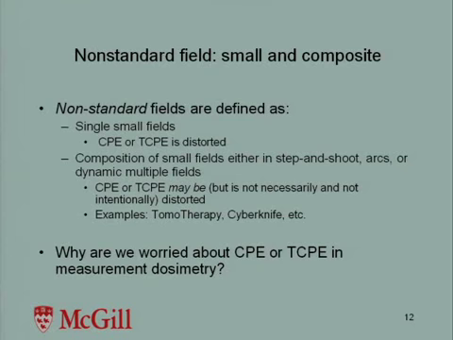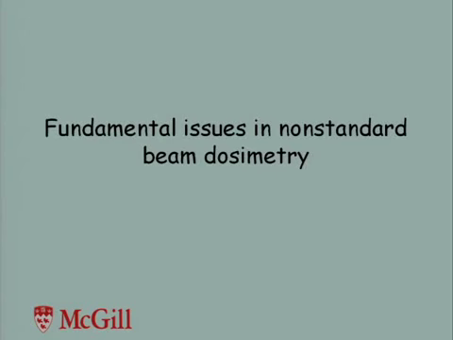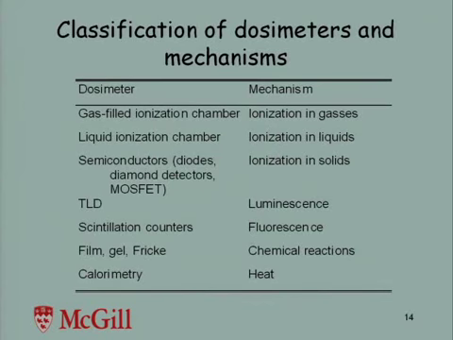Just a few brief words about why this is a worry in dosimetry. Well, if you look at conversion of dosimeter signal to dose to the medium, one has to look at the different mechanisms that are involved with different kinds of dosimeters. I'm not going to go through the list, but for example, in a gas-filled ionization chamber, one has ionization in gases, and there's a path for conversion to dose to the medium.